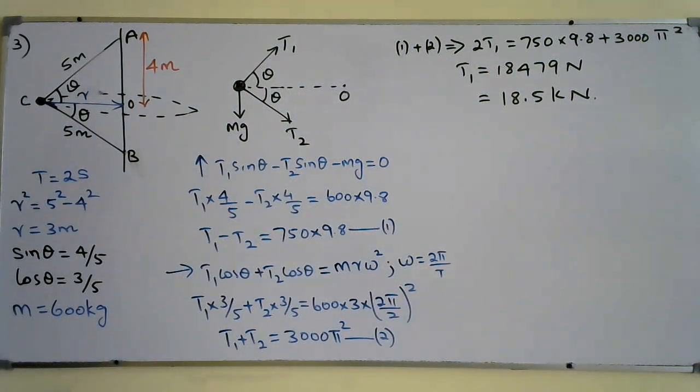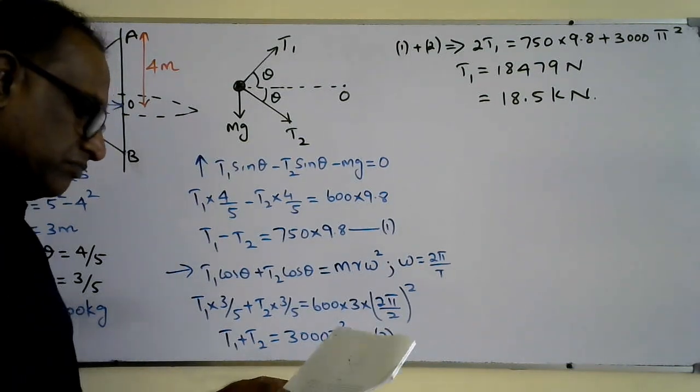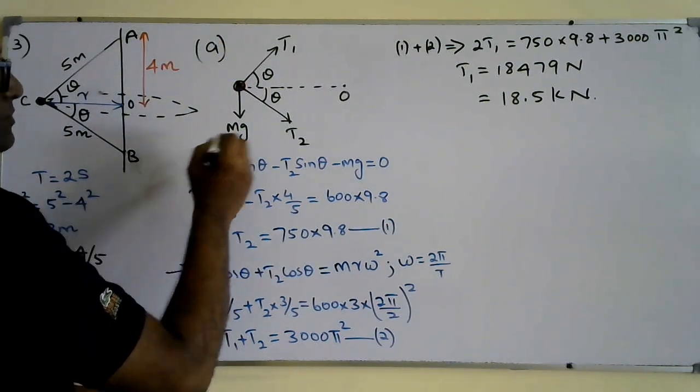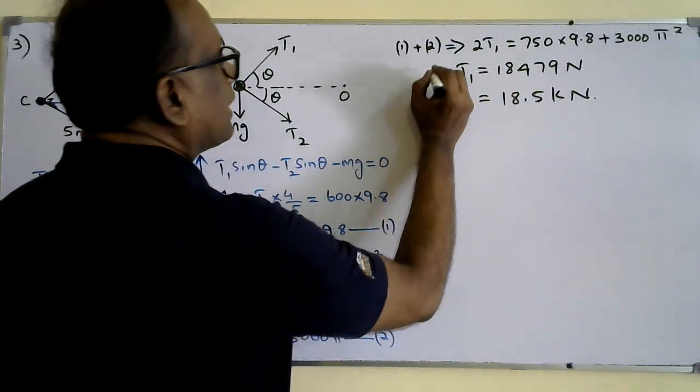So that's the tension of the upper arm. That's the A part, first part. So I'm answering the A part. That's the answer for the first part. So anyway, A part, first part, that's the answer.